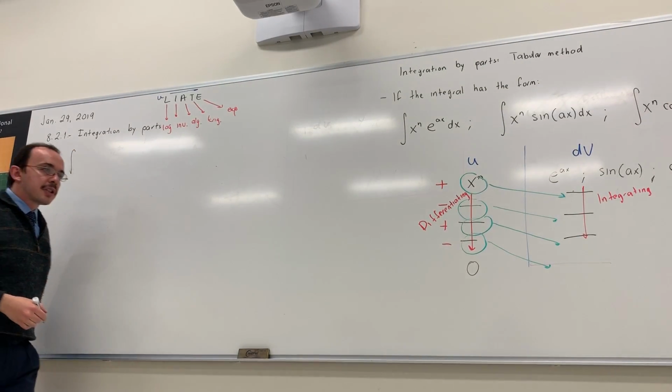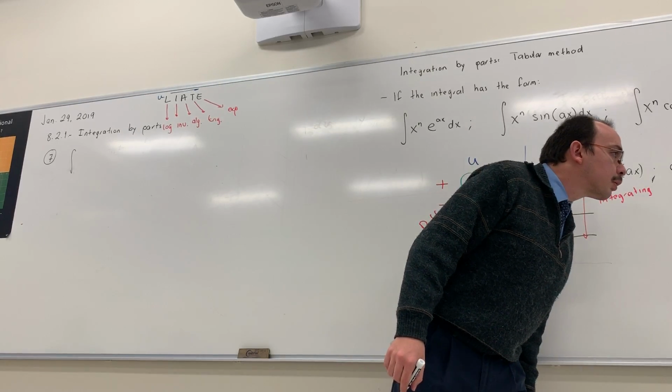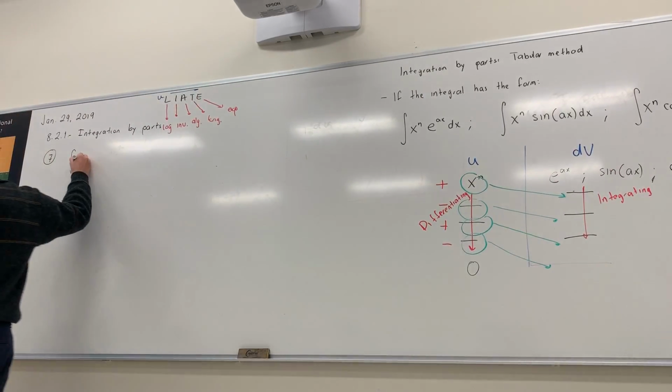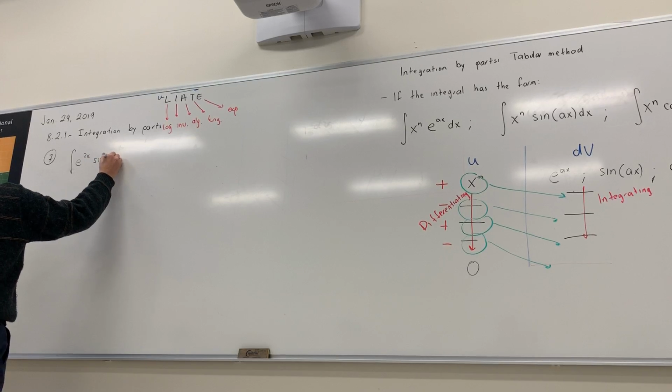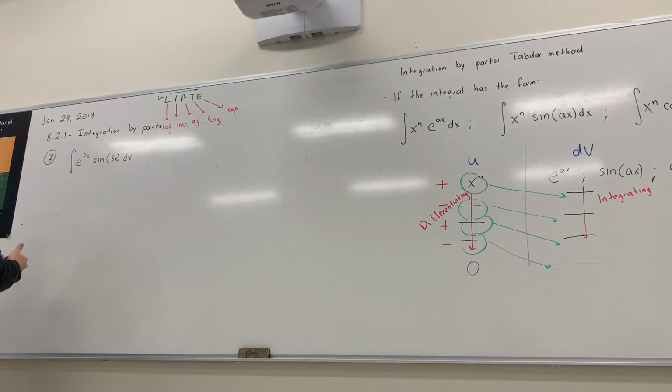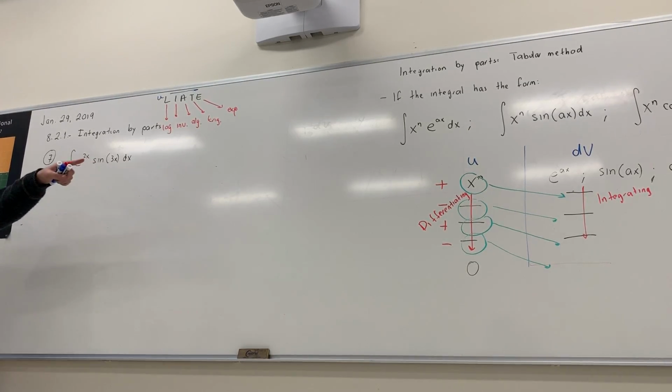Last one, and with that we finish. e to the 2x times sine of 3x. Could this one be done with the tabular method? No. You could, but only after you see what happens. So we're going to do it directly with the formula, and then you'll see what to do. This one is not a polynomial, it's an exponential and trigonometric.